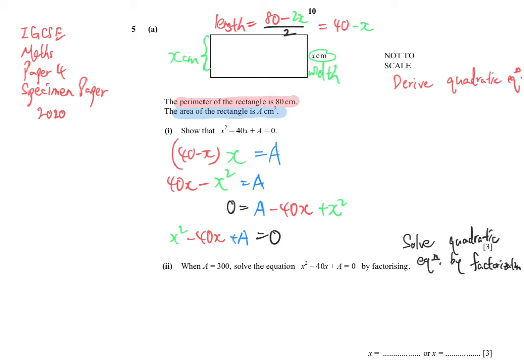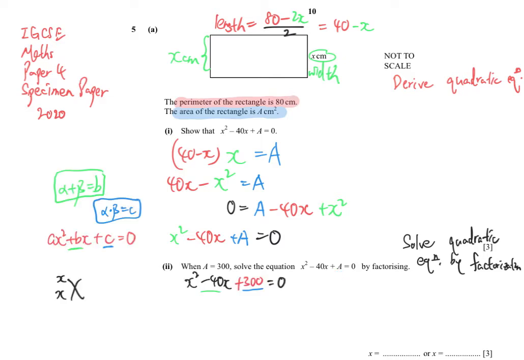That's it. So here we come to question 5a part 2. It's about how to solve a quadratic equation using the factorization method. First of all, we just substitute a equals 300 into the equation. So we got something like this. Then we need to solve this using the factorization method, which is by the cross method.